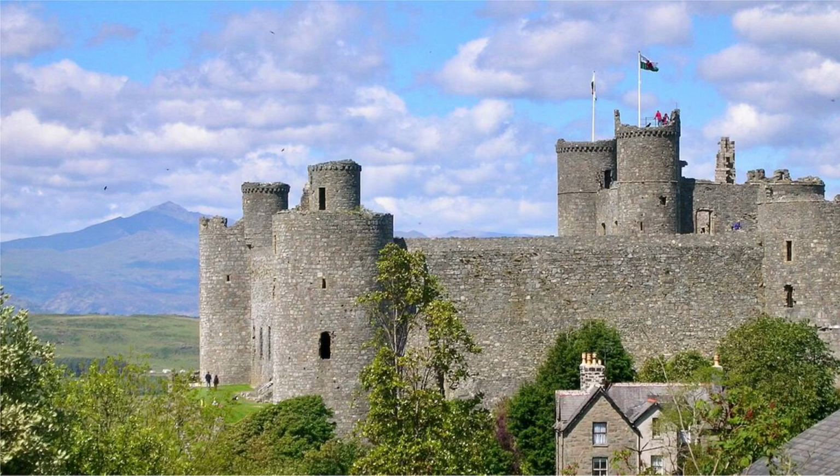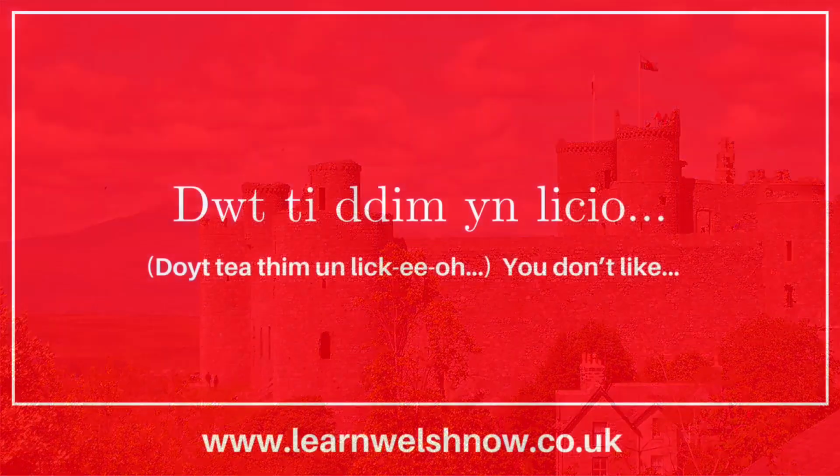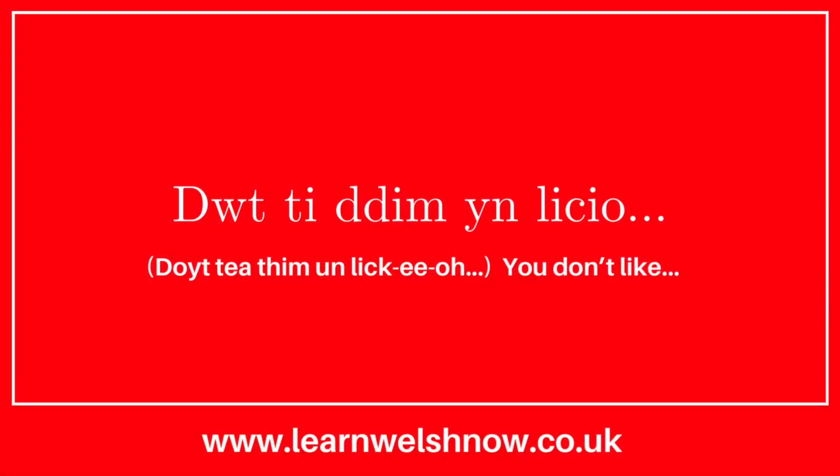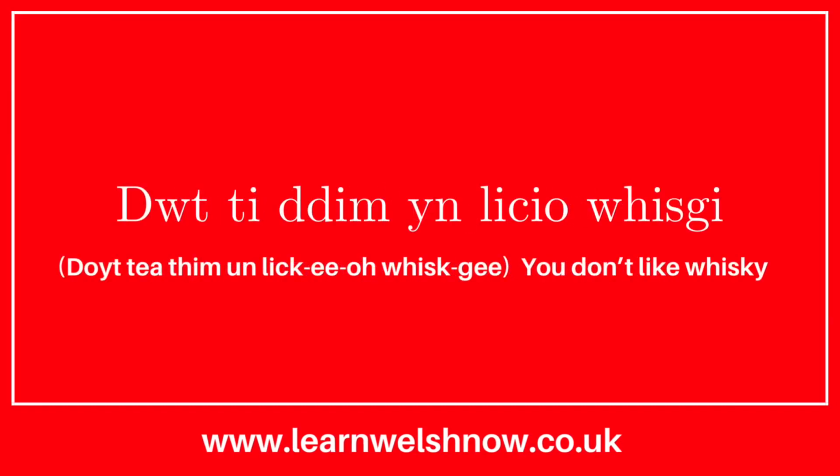To say you don't like something, we use one of two forms, a formal or an informal. The informal, which we use with family, friends, children, animals, is dwyt ti ddim yn. You don't. Dwyt ti ddim yn licio. You don't like. Dwyt ti ddim yn licio whiskey. You don't like whiskey. Dwyt ti ddim yn licio whiskey.